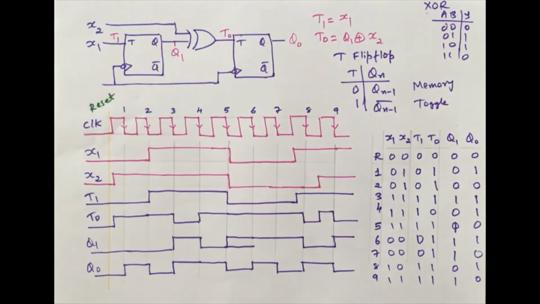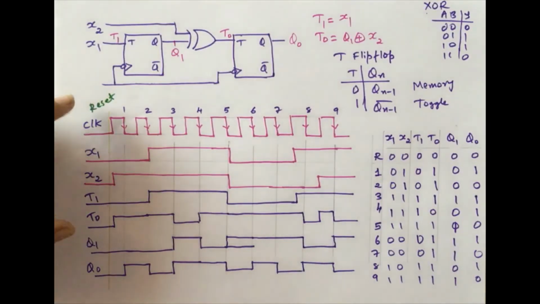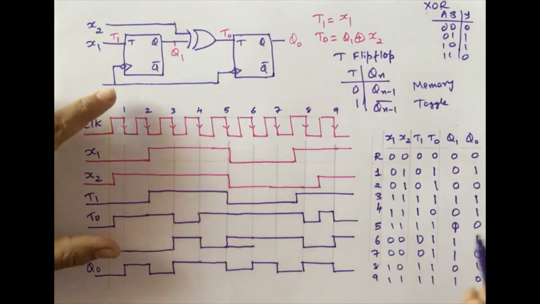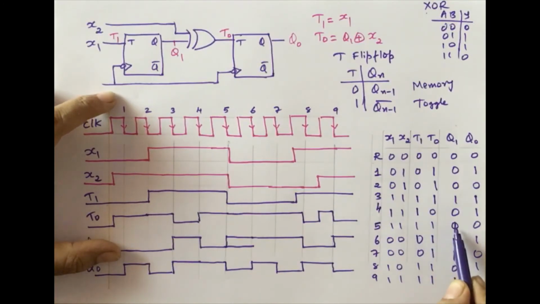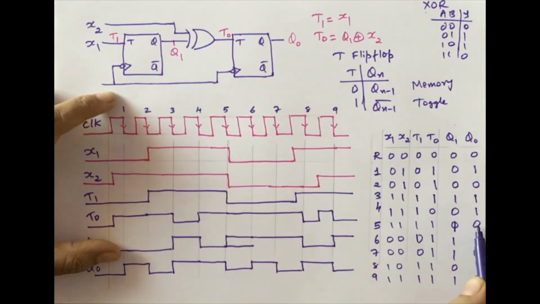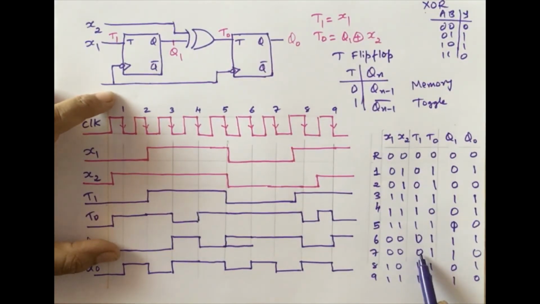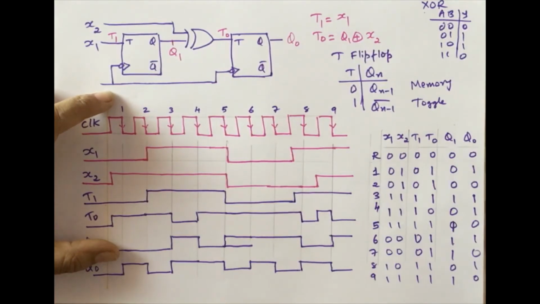The table and waveforms are completed for all the clock pulses as you can see in this diagram. You can observe whenever both the flip-flops are 1, 1, their outputs toggle. That means previous 0 is converted to 1 and previous 1 is converted to 0. Whenever a flip-flop is in memory state, at that time it is going to retain its previous output.